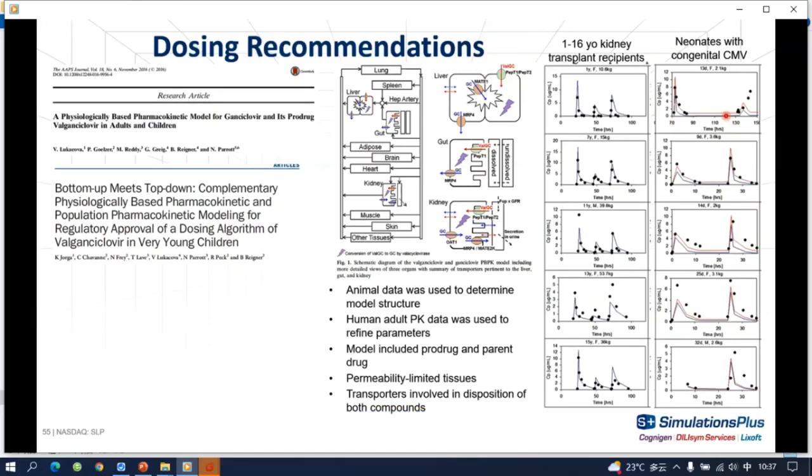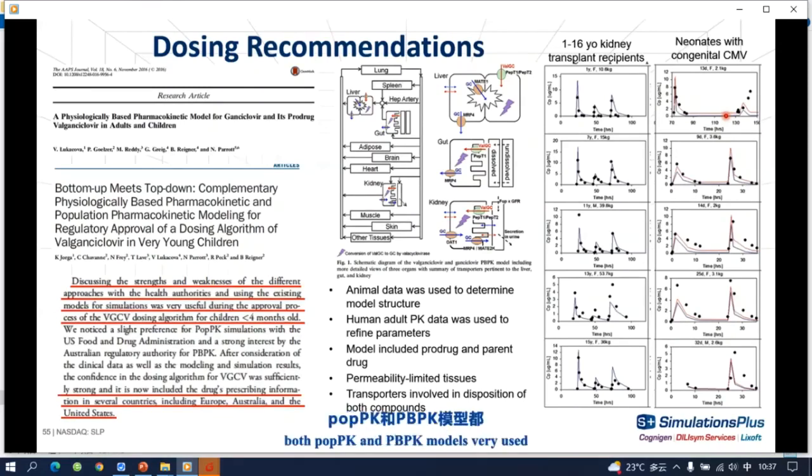And so to complete the story, both PopPK and PBPK models were used to discuss the dosing recommendations for children less than 4 months old with the regulatory authorities. They felt that the confidence in these predictions was sufficient, and it is now included in the prescribing information in Europe, Australia, and the United States as well.